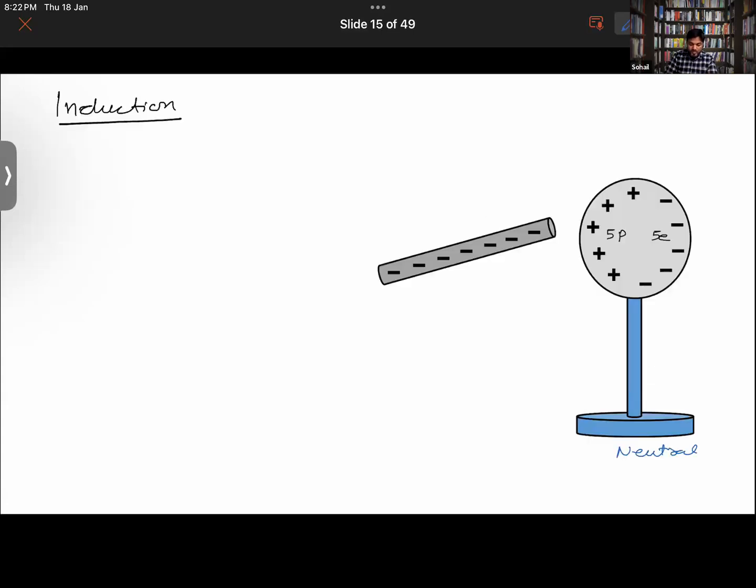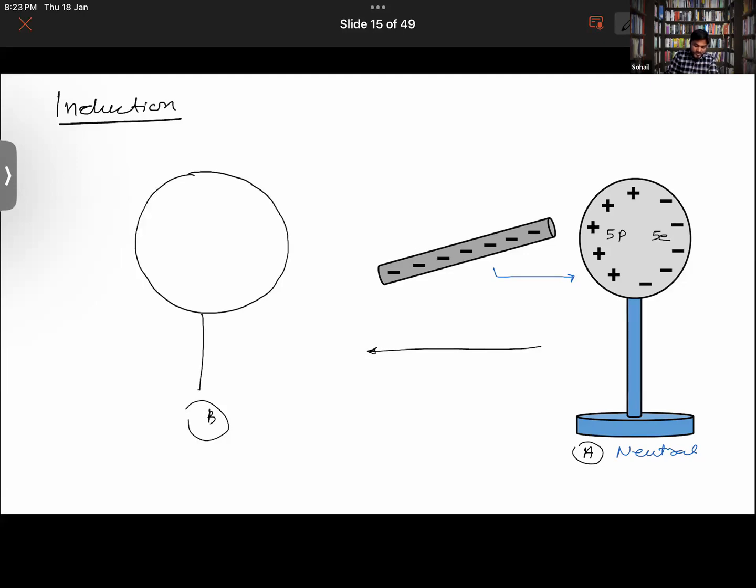See, now you have brought it close nearby to it. So it will be gaining some electrons from it. Let's say this is figure A. In figure B, what will happen? It will be gaining electrons from it. And remember that there is no physical contact between the two objects. There is no physical contact between these two objects. So now it will be like this. Positive, negative, positive, negative.